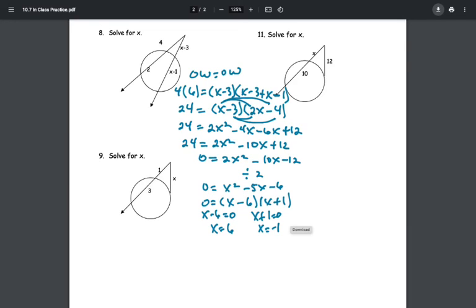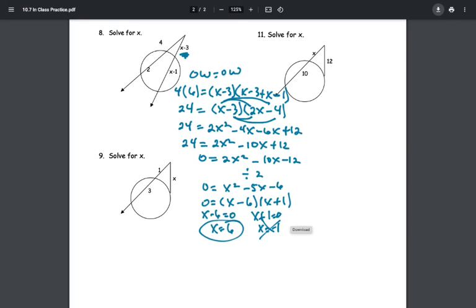Again, x up here, if I plug in that negative 1, I'm going to get a negative segment length. So that one I can ignore, but this will be my answer for that one. That was a long problem. Okay, let's do the next one, number 11. I think my numbering's off on this, sorry.